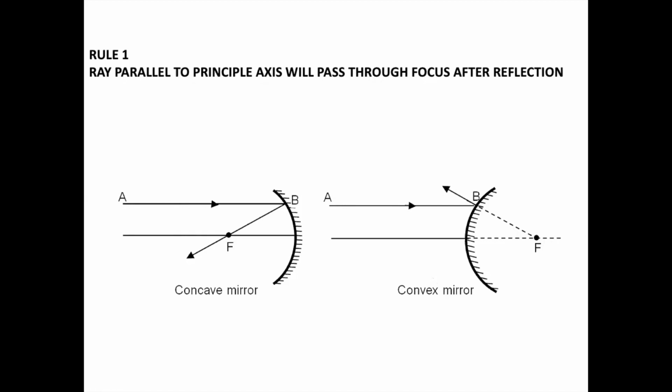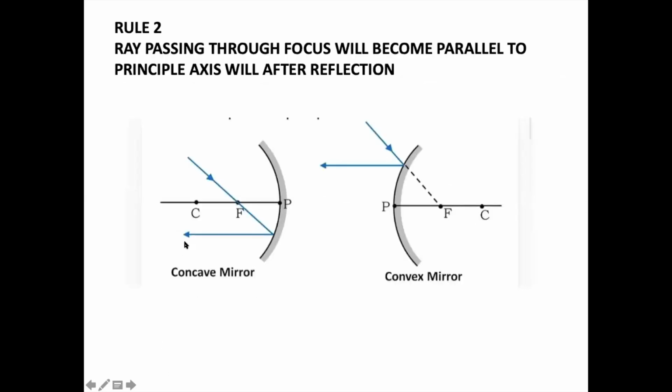So the statement remains that when the ray is parallel to the principal axis, the reflected ray will always pass through the focus. Okay. The second rule: when the ray is passing through the focus, the reflected ray will be parallel to the principal axis. See over here, it is passing through the focus. Here, if I extend it passing through the focus, it will remain parallel to the principal axis. Just draw it. Practice this while saying it again.